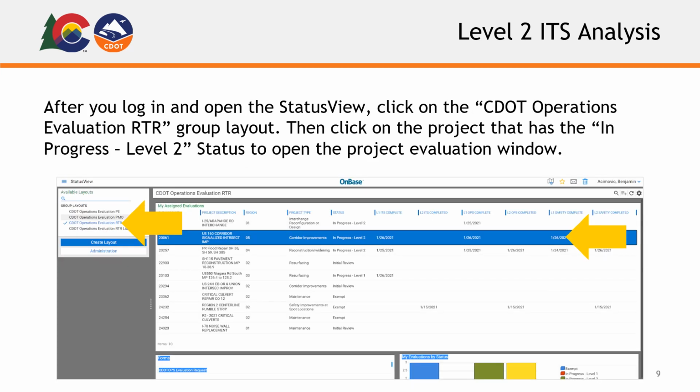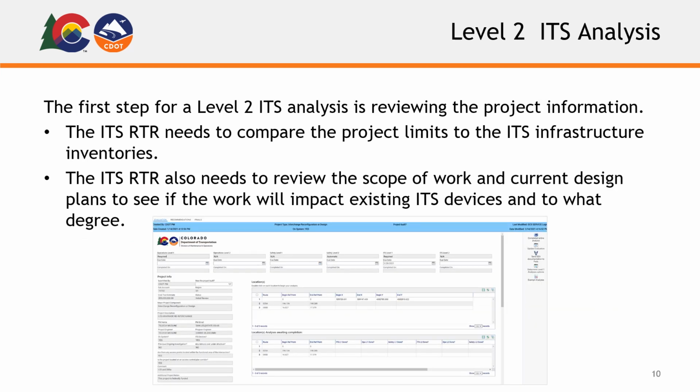After you log in and open the status view, click on the CDOT Operations Evaluation RTR group layout. Then click on the project that has the In Progress Level 2 status to open the project evaluation window. Once the project loads, be sure to review the additional or supplemental information and/or any notes. If the project manager, RTRL, or other RTRs have loaded this, it can be found in the Documents and Notes table on the bottom of the window. Next, you will scroll up to review the due dates located on the top of the evaluation window.